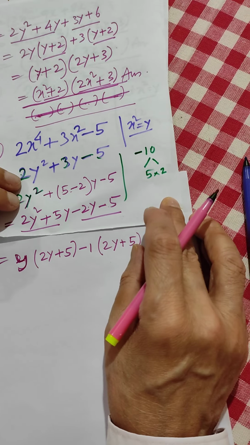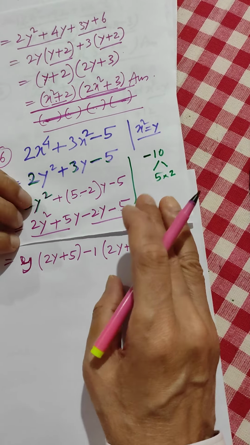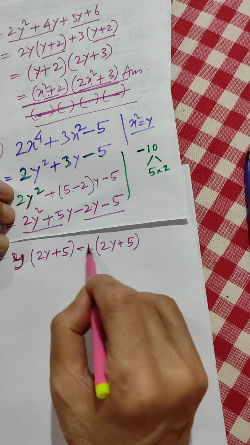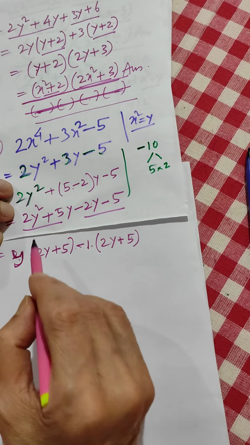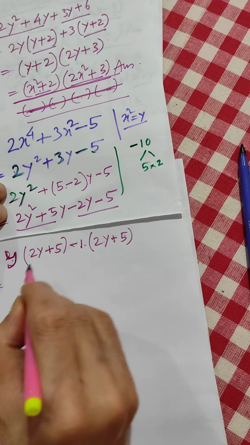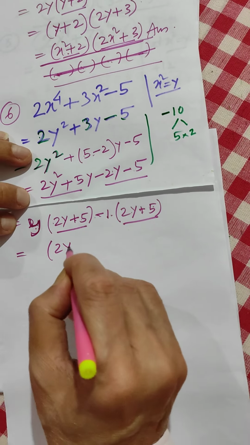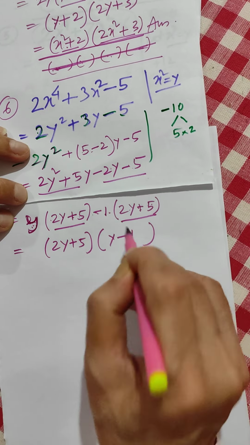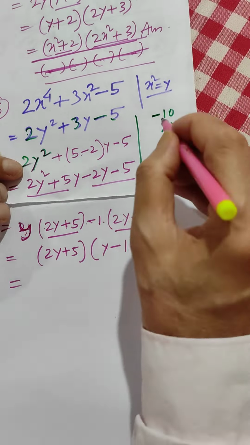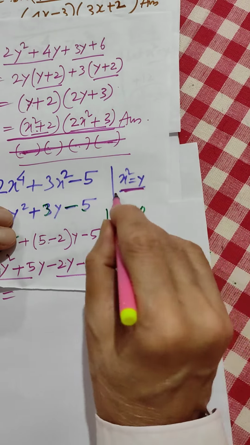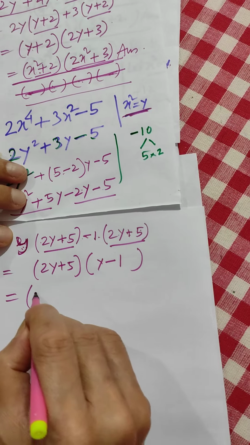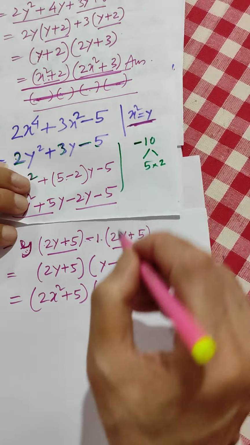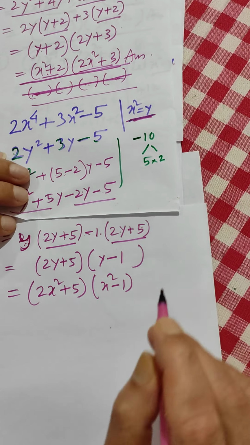Now as I told you, after taking common always multiply to get it back, to verify that you are right. So minus 1 into 2y is minus 2y, minus 1 into plus 5 is minus 5. Y into 2y is 2y square, y into plus 5 is plus 5y. Okay. Now this is common. So 2y plus 5 is common. Then the other factor is y minus 1. Now we will put the value of y back. What was y? X square. You see? So in place of y we will write 2x square plus 5, and the other factor, x square minus 1. Okay.